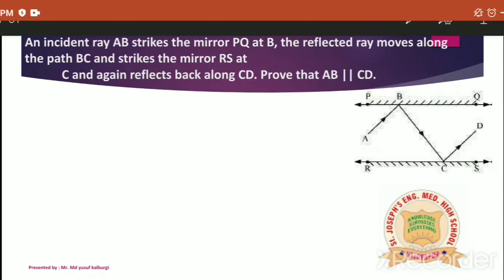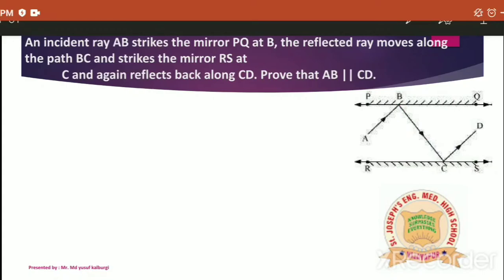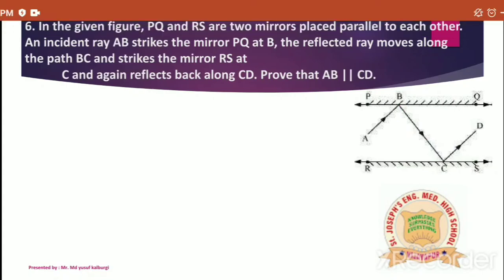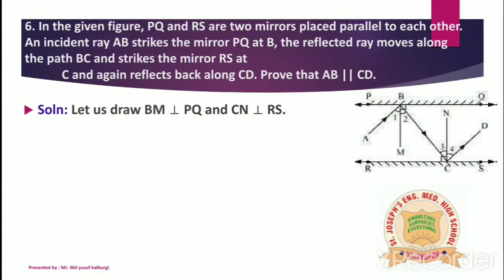Now here we are going to do one construction. We are going to draw BM perpendicular to PQ and CN perpendicular to RS. Let us write that: BM perpendicular to PQ and CN perpendicular to RS. Let us draw that. So if you observe, we have drawn BM perpendicular to PQ and CN perpendicular to RS.